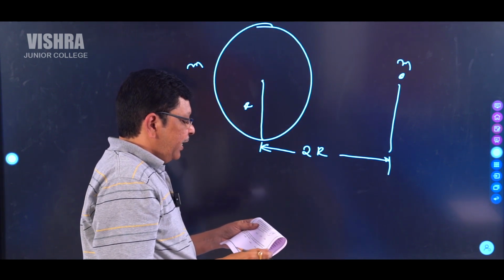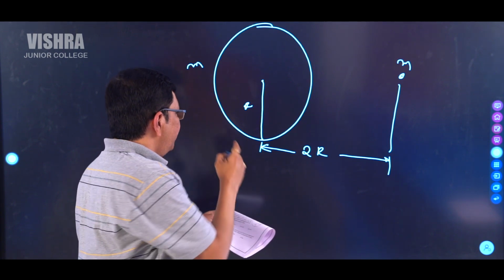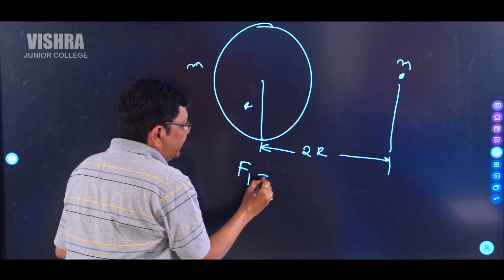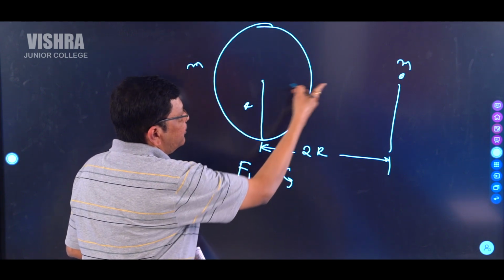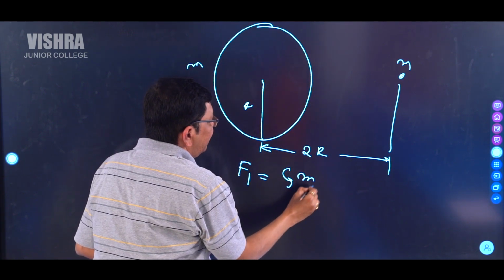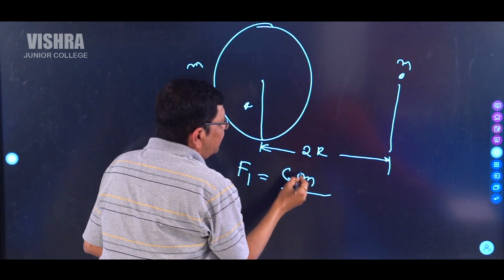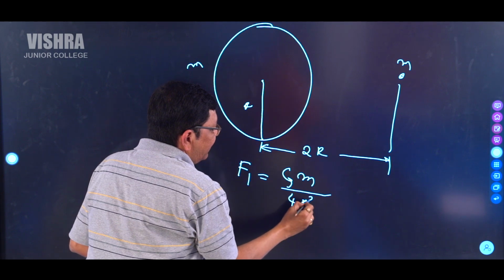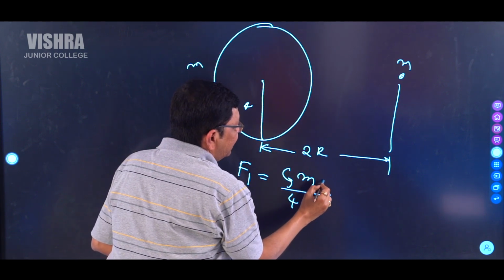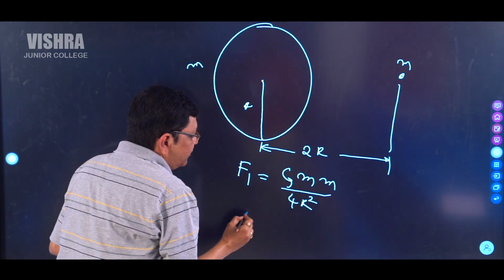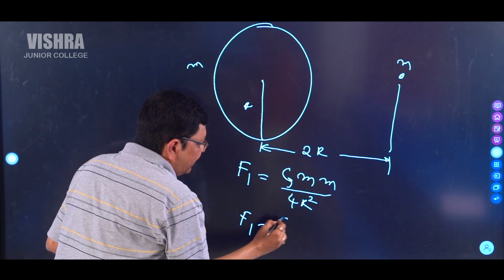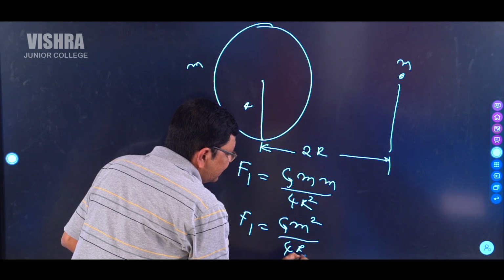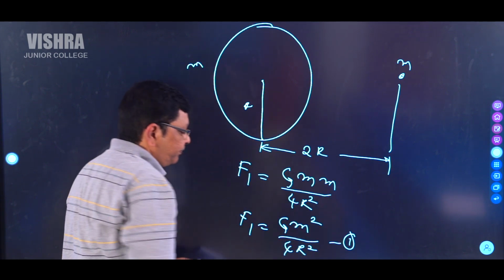And here the gravitational force on small m due to this total sphere is F1. So F1 is equal to G, and because of the sphere, the gravitational field intensity is Gm divided by the distance from the center of the sphere to there, that is (2r) whole square, 4r square. Gravitational field intensity into mass is gravitational force. So we can write the gravitational force as Gm square by 4r square. This F1 is given in the question.